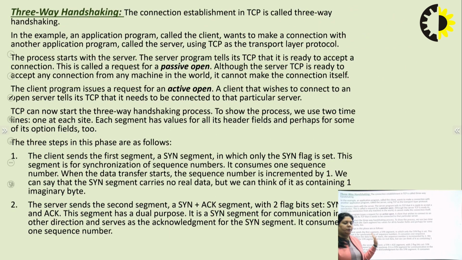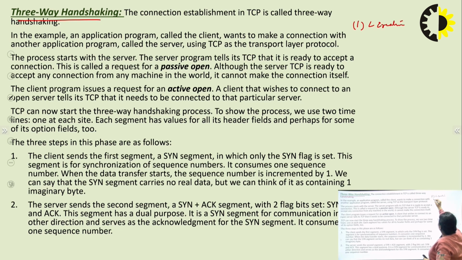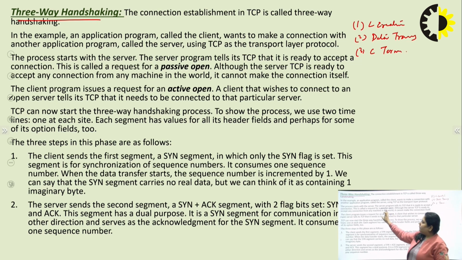So to make the connection, to transfer the data and then to terminate the connection, we use a process known as three-way handshaking. This is a process to transfer data using three-way handshaking, in which the first step is connection creation. Then the second step is data transfer, and the third step is connection termination. Three steps are there.